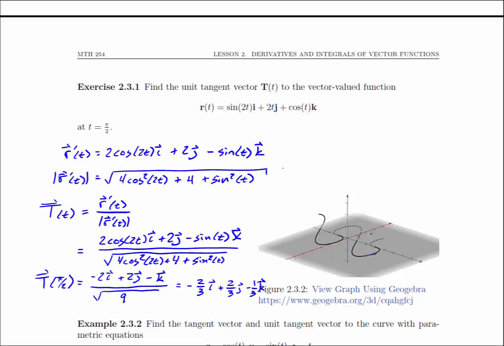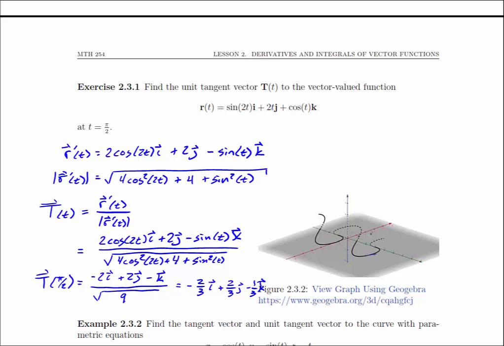All right, so I'm going to run through this rather quickly. Okay, running through this, we see if we take the derivative, we should get 2 cosine of 2t in the i direction plus 2 in the j direction minus sine of t in the k direction. The derivative's magnitude is the square root of these components squared. This doesn't simplify at all, so I wasn't able to factor out a cosine squared plus sine squared to make it equal to 1 in this case. Our unit tangent vector function is the derivative over the magnitude of the derivative. If we just plug them in, we get this.